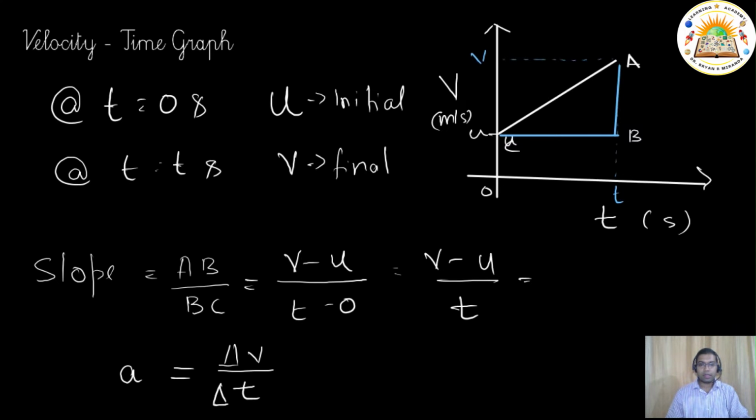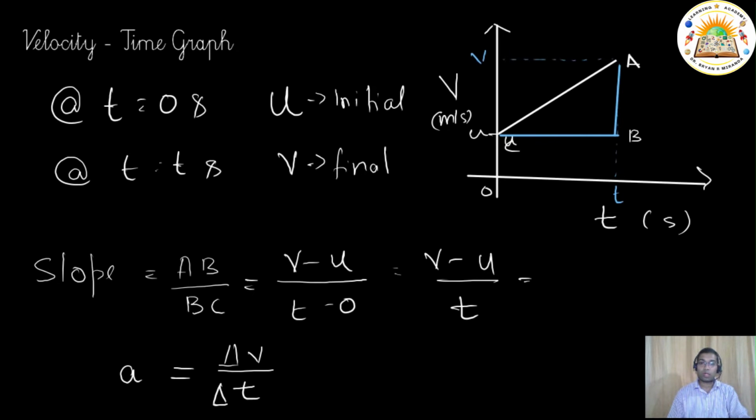So I can rewrite this as delta t because this was t minus 0. Now for instance, instead of 0, if the graph was somewhere further in front, then we would have to take it as t2 minus t1. So that is nothing but delta t. So the rate of change of velocity is acceleration. The slope gives us the acceleration that is there.